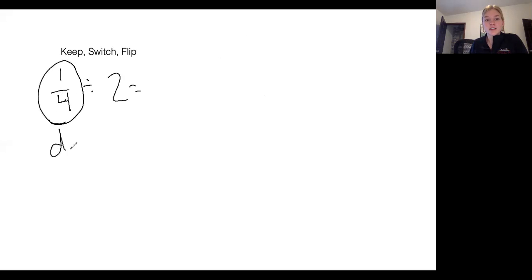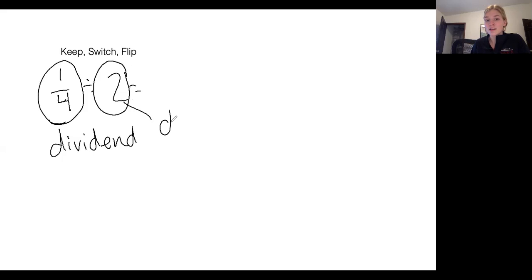We're going to be practicing dividing a fraction by a whole number today. I'm going to give you some background information before we do some examples. If we had a problem such as 1/4 divided by 2, there are some special terms for these numbers. 1/4 is called the dividend. This is the number that's going to get divided. And the number dividing 1/4 is called the divisor.